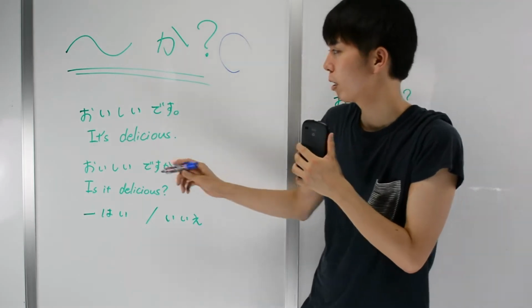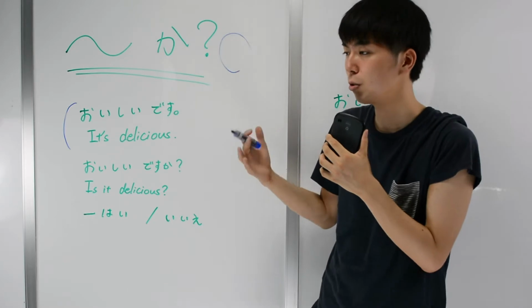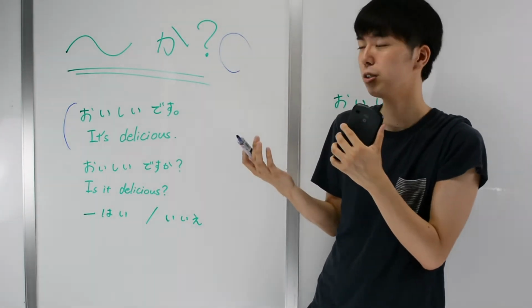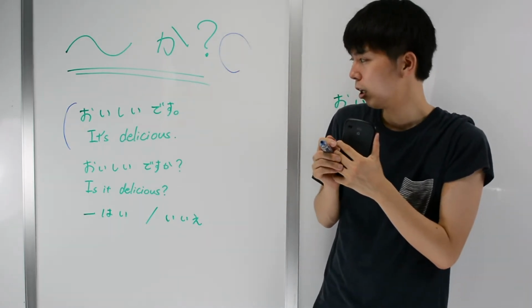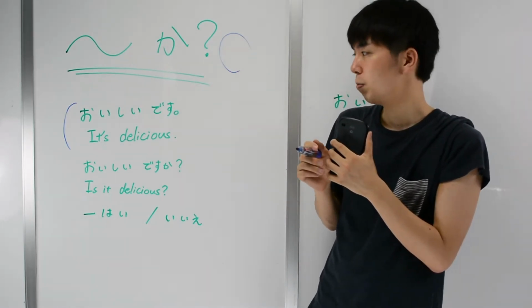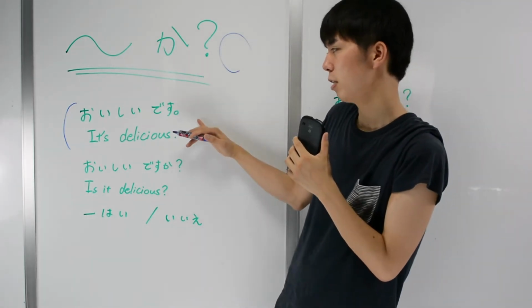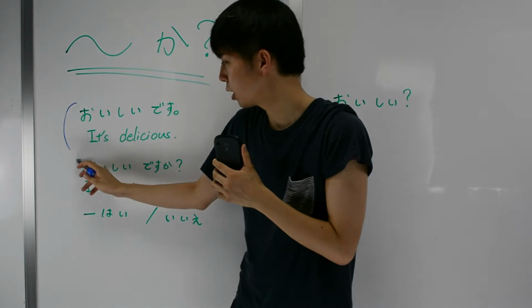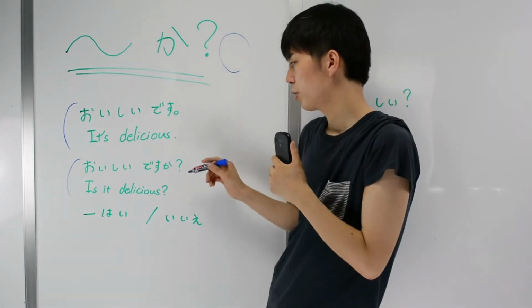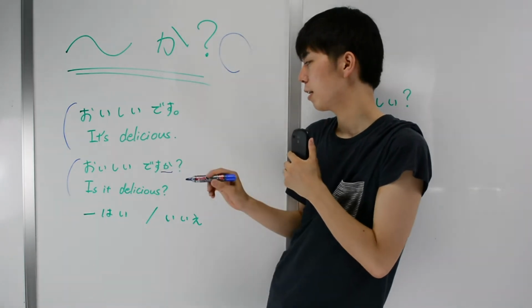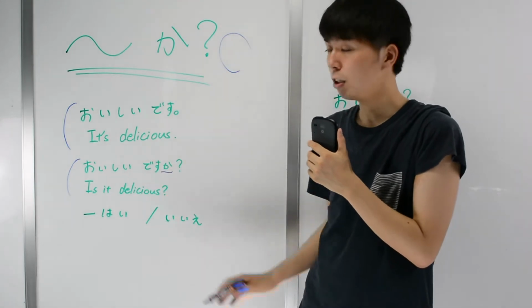For example, there's a sentence like this. 美味しいです. After you eat something, you can say 美味しいです. This means it's delicious. And then if you want to change this sentence to a question, you can say 美味しいですか? What you have to do is just adding ka at the last part of the sentence. And then this means, is it delicious?